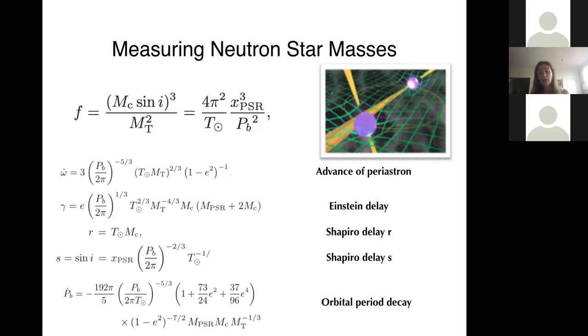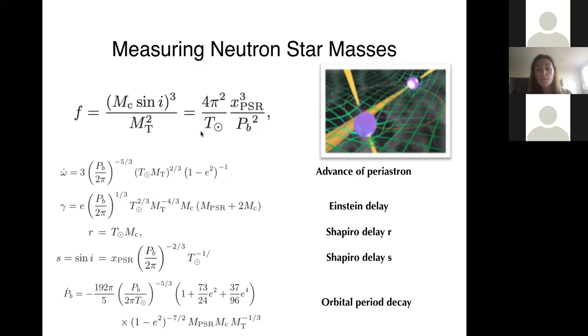binary orbit. I'm not going to go into detail, but this is just a good way to see how these various relativistic effects work: advance of the periastron if it's an elliptical orbit, and the Shapiro delay if you're looking more or less edge-on on the binary plane, where there's an additional time delay introduced by the companion passing in front of the pulsar and vice versa. Orbital period decay, PB dot, that we measured in the Hulse-Taylor pulsar for the first time.